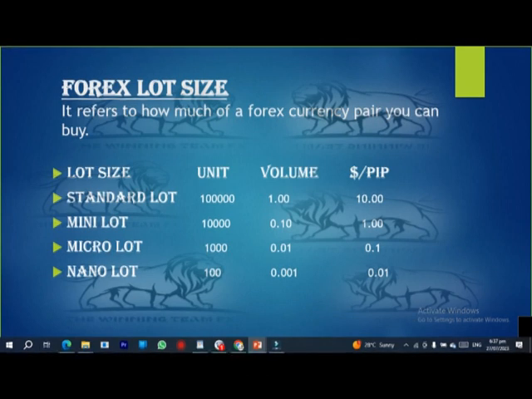Okay, so with the nano lot, the unit is 100 and the volume is 0.001. So per pip movement, that is what you get, 0.01 cents.